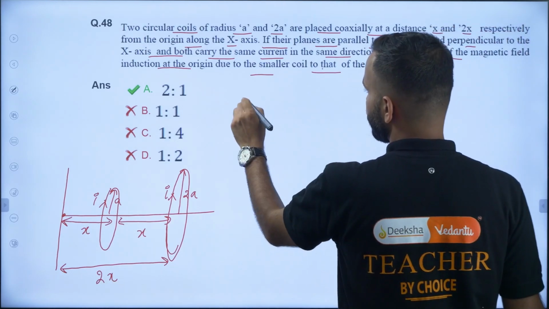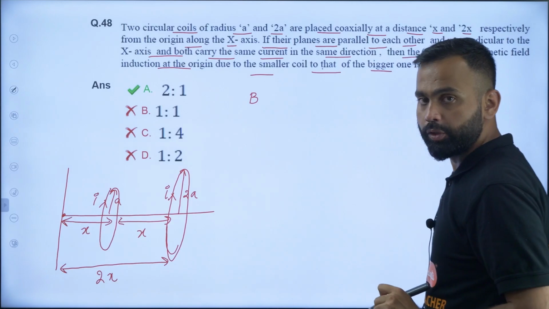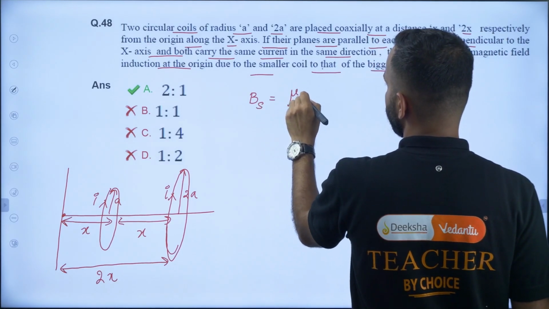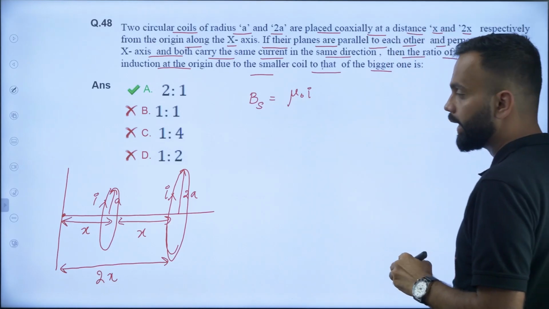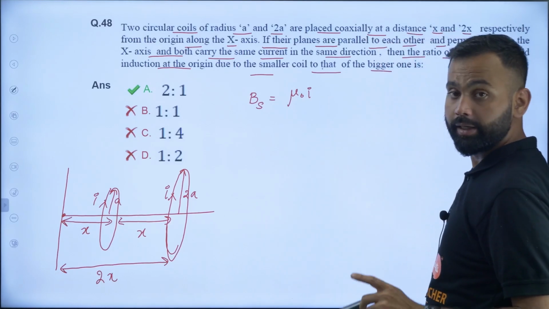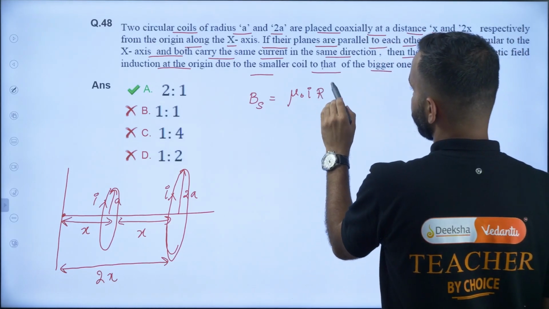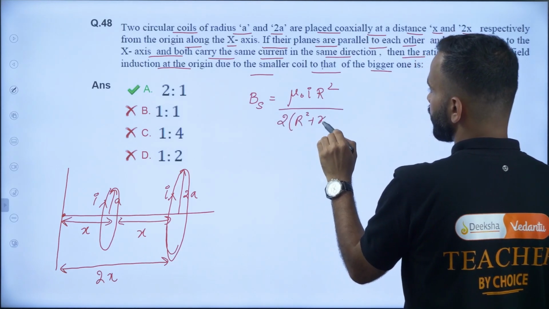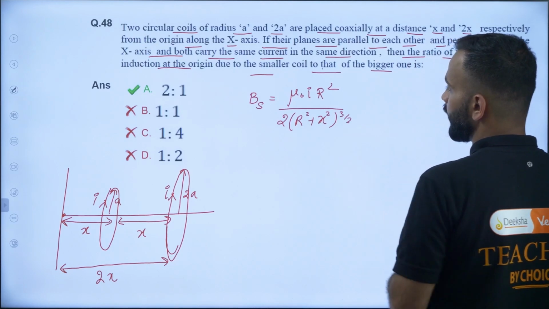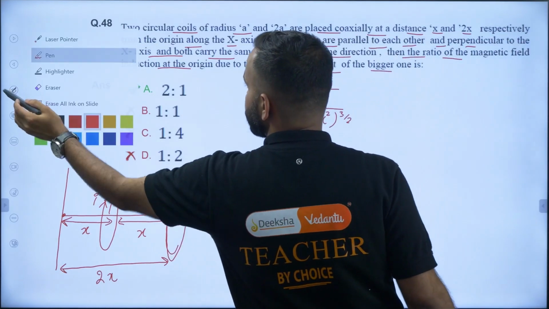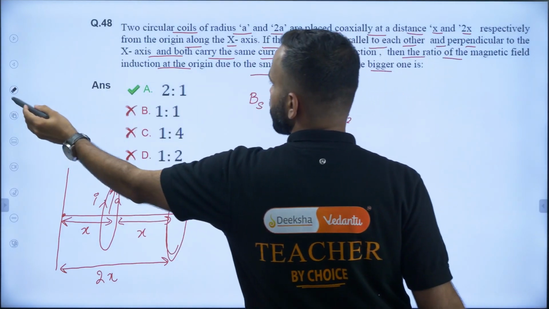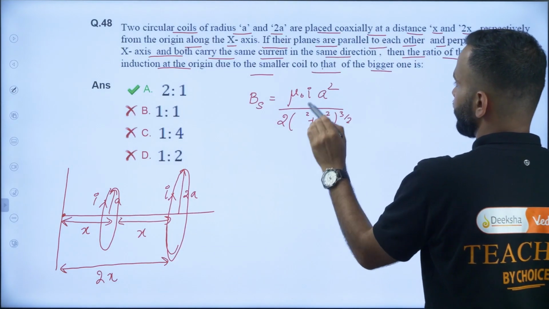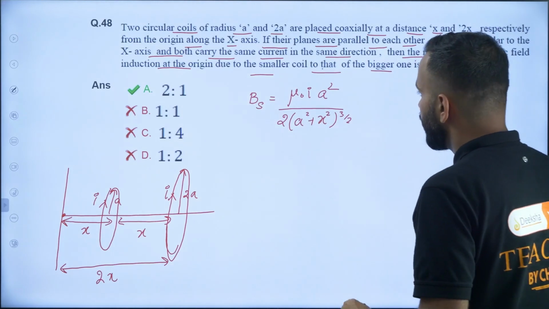So now the magnetic field at the origin due to the smaller coil is mu naught I into r square divided by 2 into (r square plus x square) to the power 3/2. So what is r? That is the radius of the smaller coil. So the radius of the smaller coil is a, so I will write a square and a square.